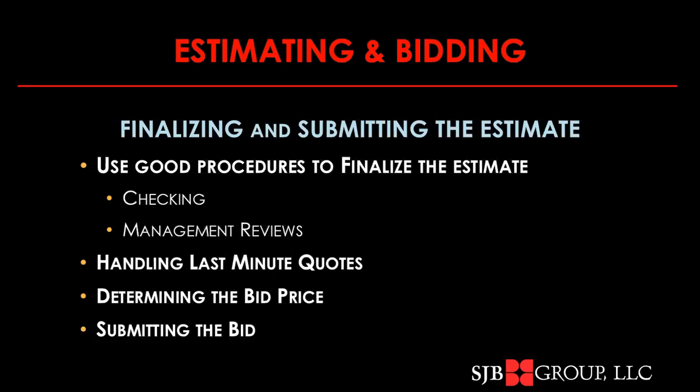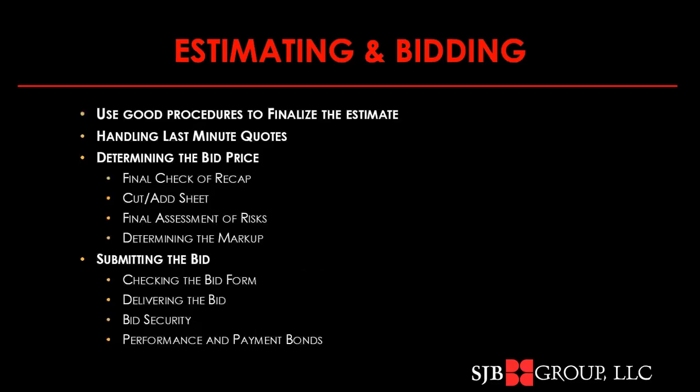Make sure you have the appropriate bid security included with the bid. Sometimes that's a check in a certain amount. Sometimes it may be a bid bond. Occasionally, it may be the performance and payment bonds, though DOTD allows a period after the bid to deal with that in a timely fashion. So here's basically what I just covered under determining the bid price and submitting the bid.